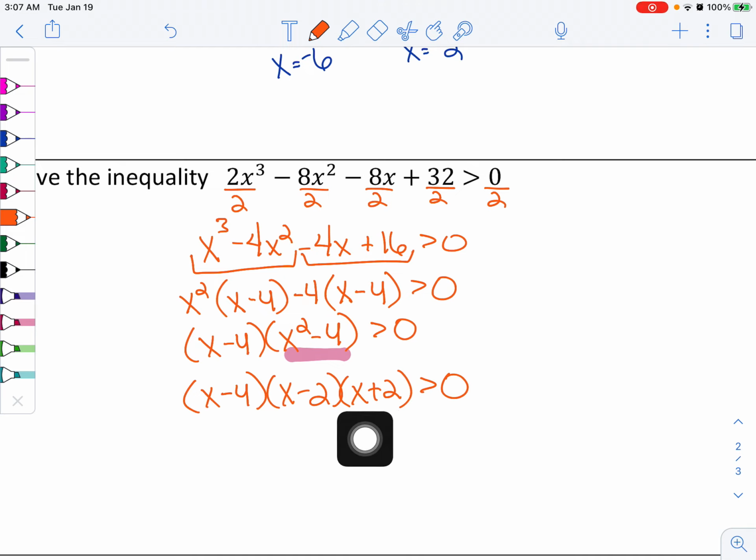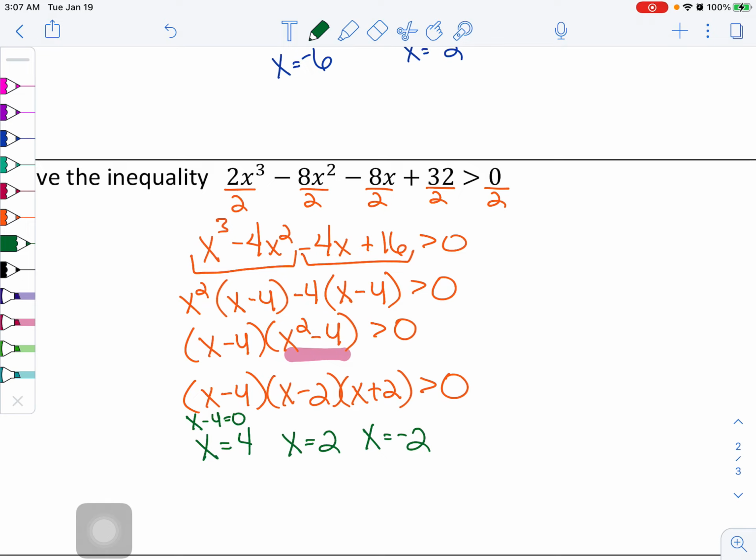Now each one of these factors is going to get me a 0. So I have x is equal to +4, x is equal to +2, and you'll notice all I'm doing is flipping the signs, right? And x is equal to -2. If you don't like that or you're just unsure about it, remember, take each factor, set it equal to 0, and solve it. X plus 2 is equal to 0.